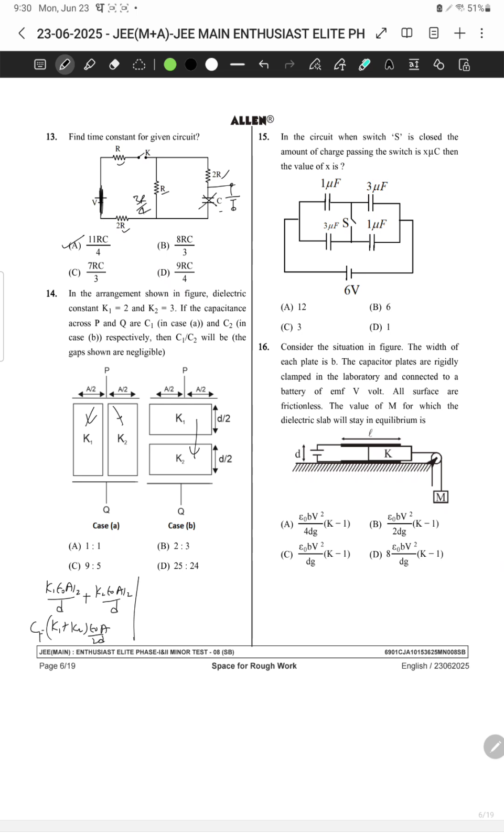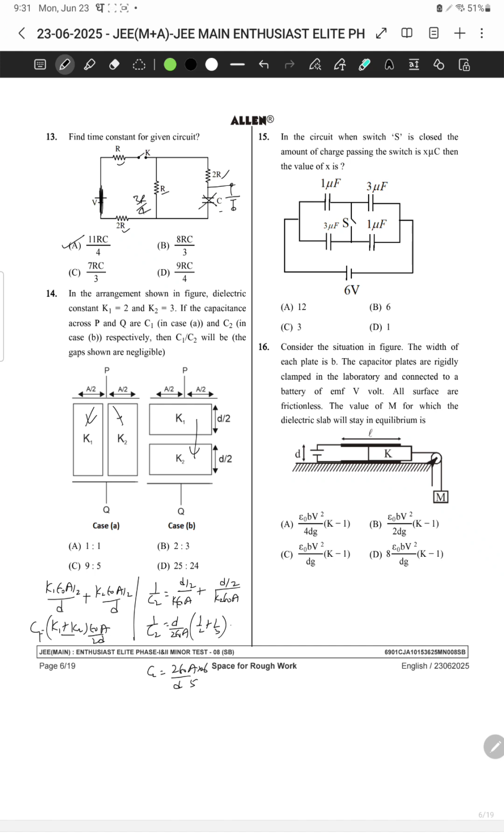That is C1. And what about C2? One upon C2 is equal to d by 2 over K1 epsilon naught A plus d by 2 over K2 epsilon naught A. So 1 by C2 is equal to d by 2 epsilon naught A times (1 by 2 plus 1 by 3). Which makes C2 equal to 2 epsilon naught A by d times 5 by 6, so 5 by 6 here.